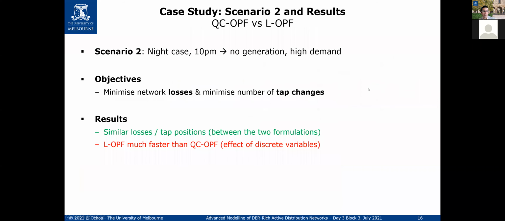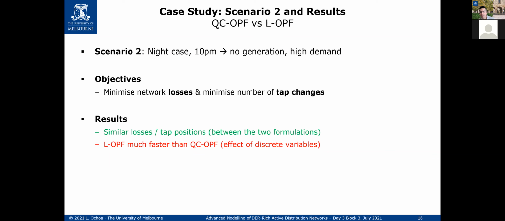All right, moving on. The second scenario is the night, so there's no generation. At 10 p.m., there's demand, so you can still use the tap changers, of course, to minimize, in this case, network losses, and we're also going to do it in a way that we don't have many tap changes. The results here are similar losses and tap positions for the two formulations, but in terms of time, the linearized OPF is much faster than the quadratic constraint.